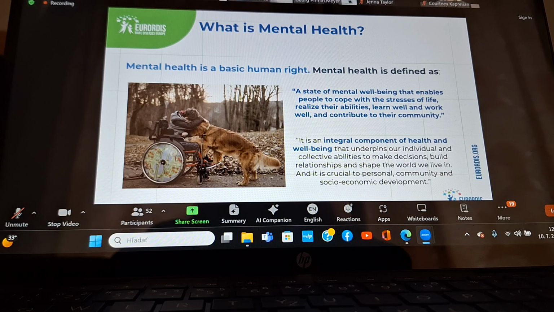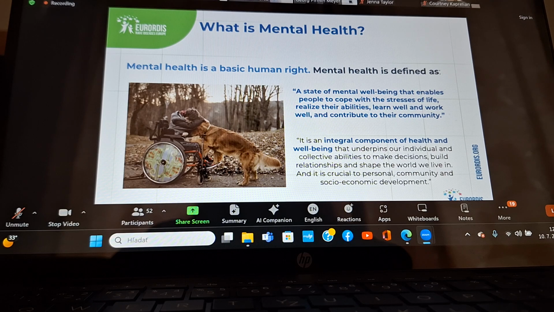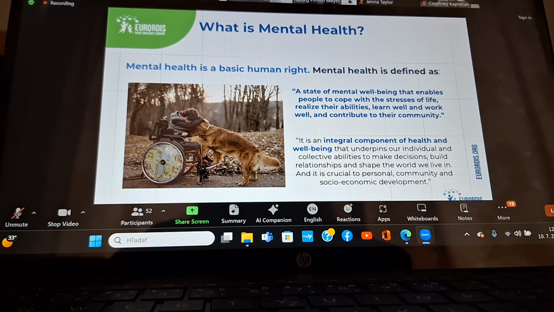their community. It's an integral component of our health and well-being that underpins our individual and collective abilities to make decisions, build relationships, and shape the world we live in. It's crucial to our personal, community and socio-economic development. I think we saw in the COVID pandemic how much health underpins our ability to have an effective society and economy, and mental health is a core component of that.